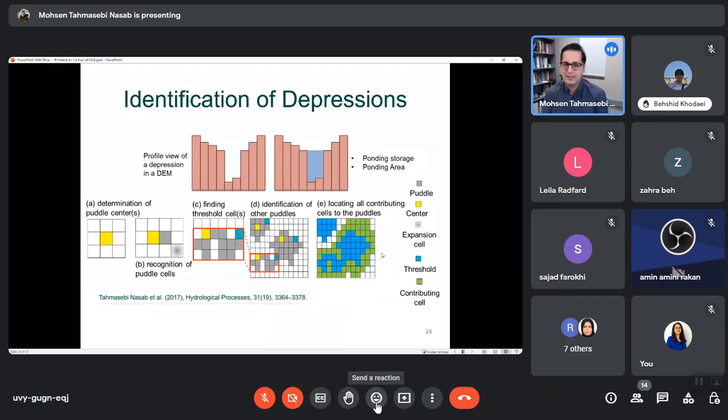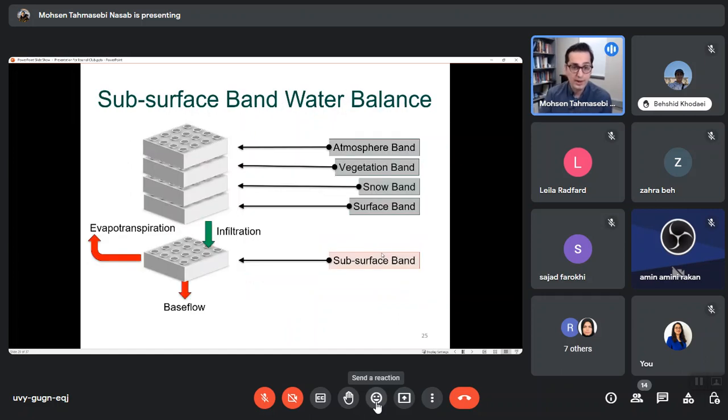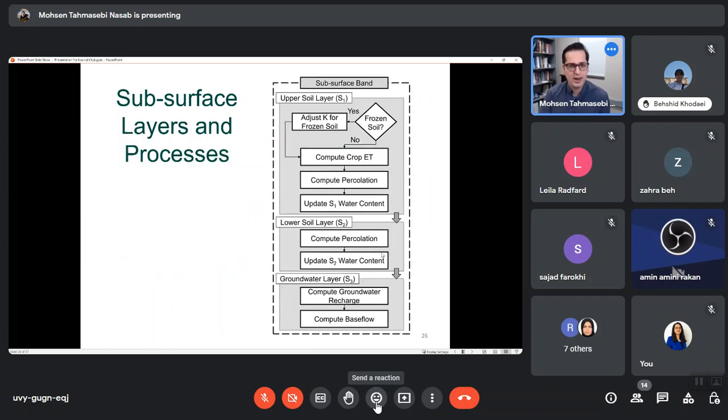All right, how do we identify depressions? There is a method called D-cube, depression dominated areas delineation method, that receives a digital elevation model, does delineation, and calculates the storage of those depressions. And we use the lumped storage in the model as the storage of depressions in each grid cell of 4x4. Okay. And then eventually the infiltration is going to go into the subsurface bands. And I have shown you the procedural model for the subsurface band, which I'm not going to talk about because it takes a lot of time to talk about the details of this.